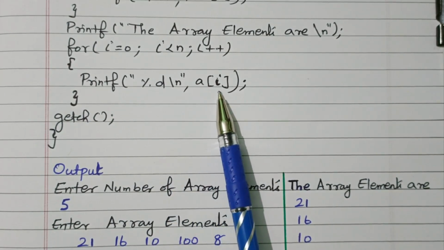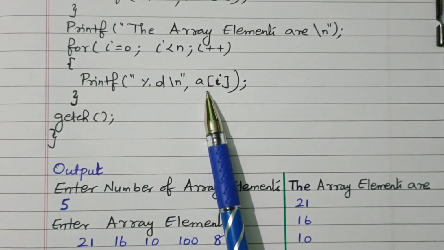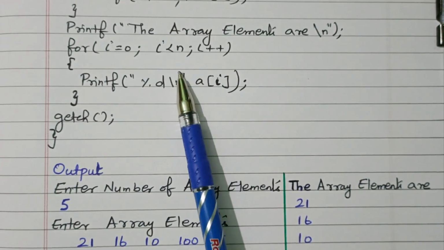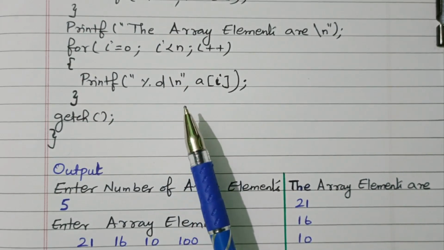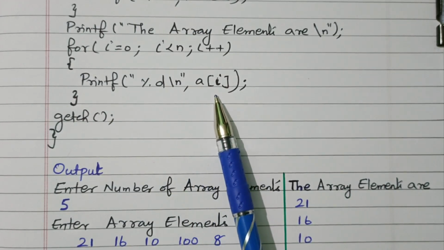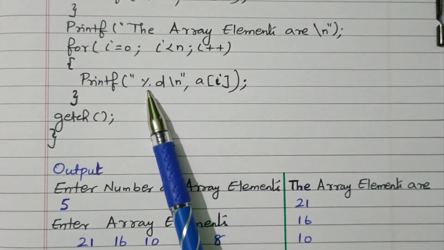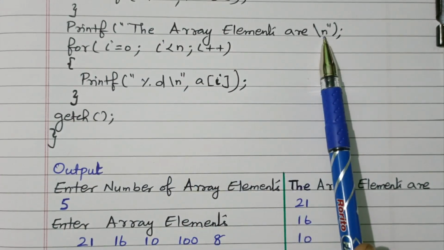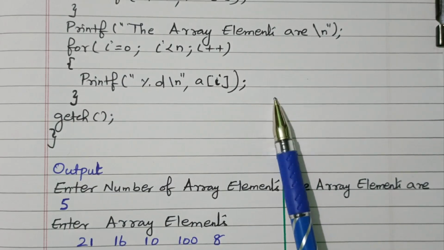a[i]. What is the i value here? 0. So it will print a[0]. After increment it will print a[1], 2, 3, 4, up to 4. a[5] is invalid, the condition is false, so the loop is terminated. So it will display 5 data, a[0] to a[4]. While displaying each data, it will go to the next line, so the data are printed one by one on new lines.